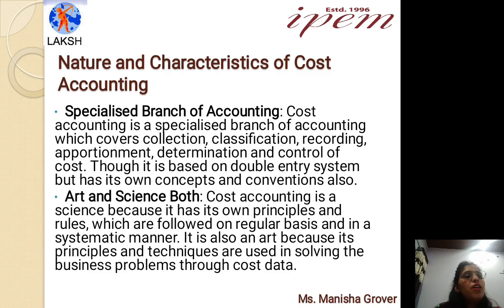Why is it so? Because it covers the collection, classification, recording, absorption, and allotment. It covers so many things. Basically, cost accounting involves everything regarding the cost. That's why it is a specialized branch of accounting. Here we can calculate the overall cost of the manufacturing unit, and we can calculate the per unit cost of the units. So this is how it is a specialized branch of accounts.